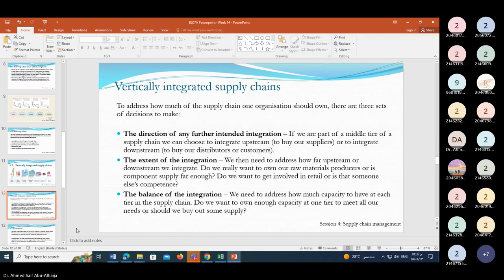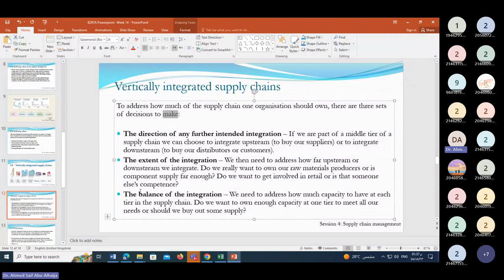Now, they said here, to address how much of the supply chain one company or organization should own, there are three important considerations to be considered. Okay, we have three important considerations. The first consideration is what?